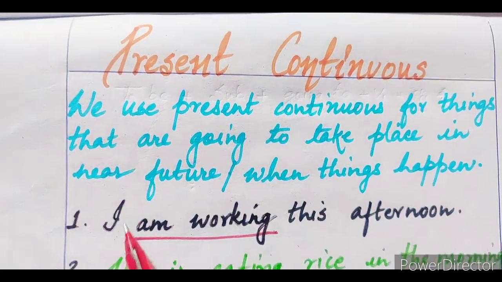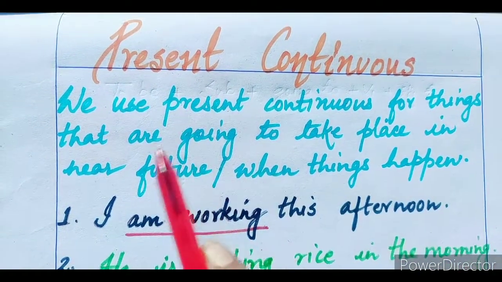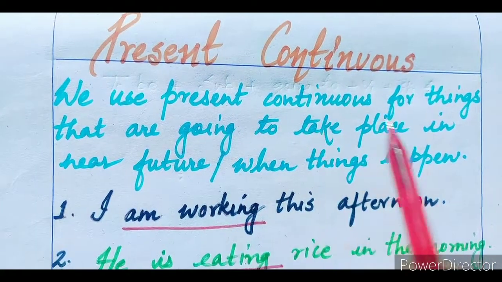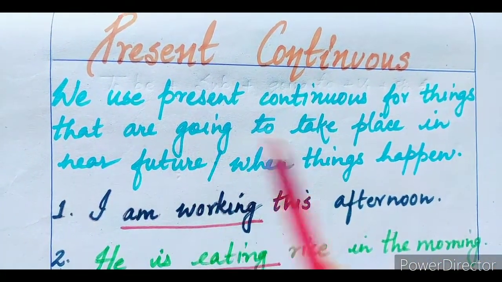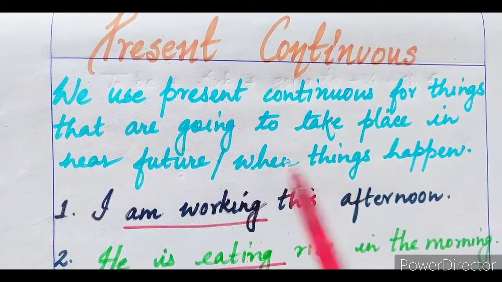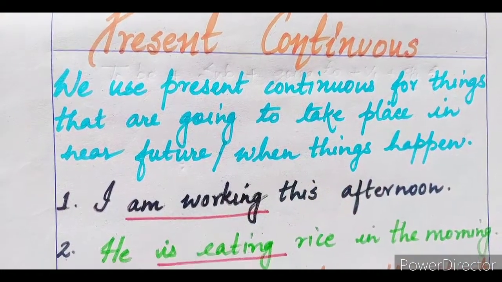Now children, sometimes we use the present continuous tense when we are talking about the future. Now let us see where we use them. We use the present continuous tense for things that are going to take place in the near future, or when we want to know when these things are happening. Now let us understand it with the example.